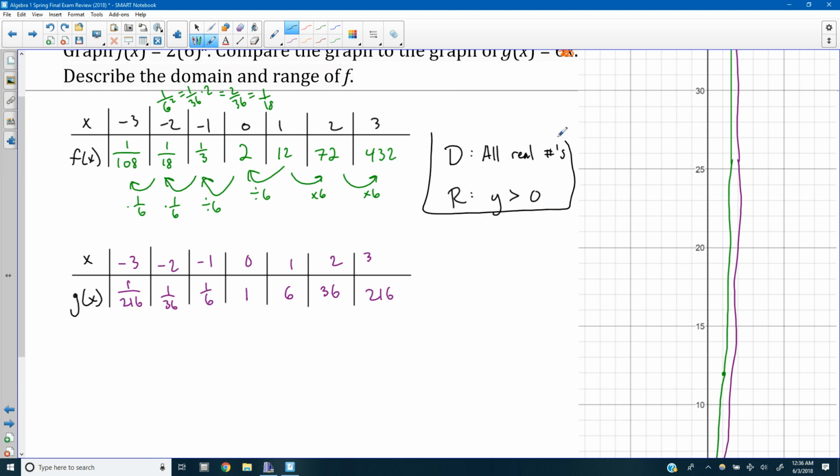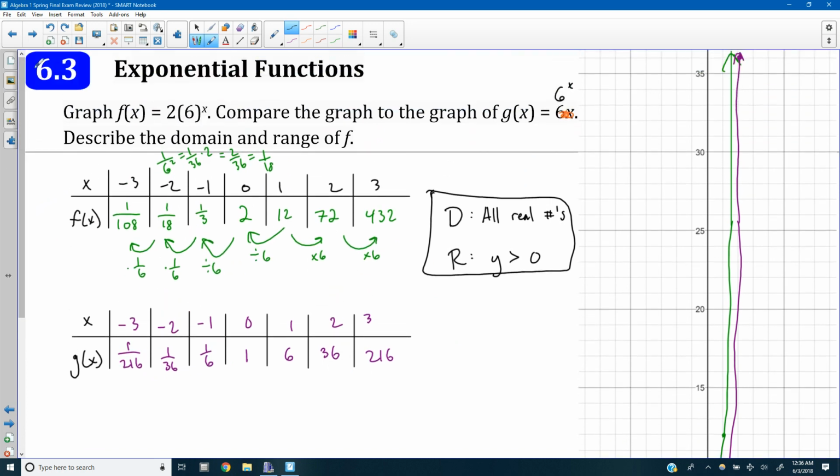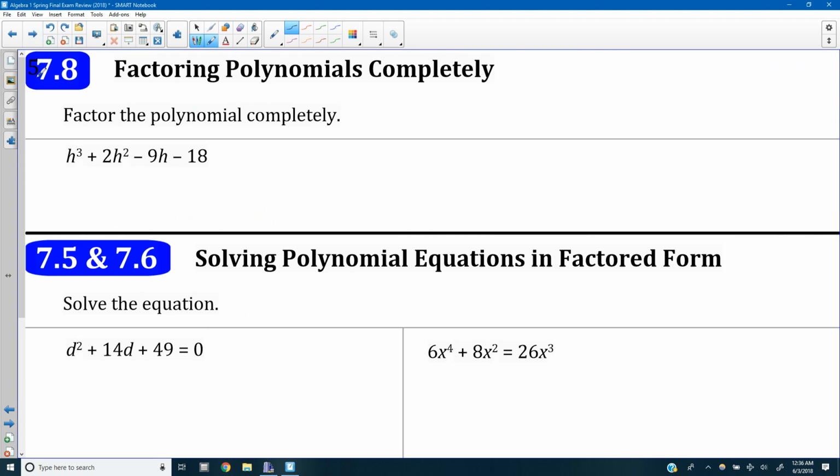Now, I don't think those kinds of questions are on your final for domain and range, but you got to know what domain and range are. It's just one of those things. You got to know. Okay, that was the chapter 6 stuff. Now let's look at chapter 7 stuff.